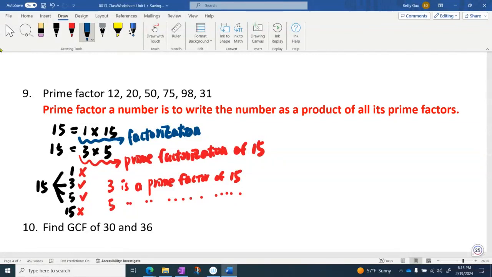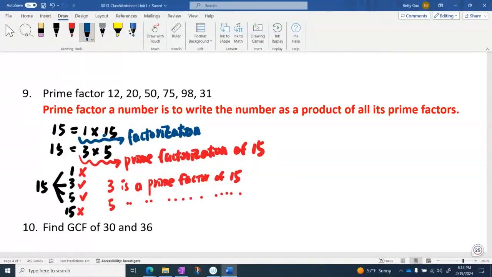We have two different ways to factor 15. We can write 15 as 1 times 15. We can also write 15 as 3 times 5. 1 times 15 is a factorization of 15, but it's not a prime factorization of 15. The prime factorization of 15 is 15 equals 3 times 5. In the multiplication, all the factors are prime factors. So that's very important. Let me show you how we prime factor a number.